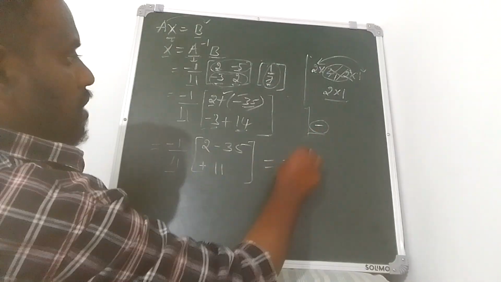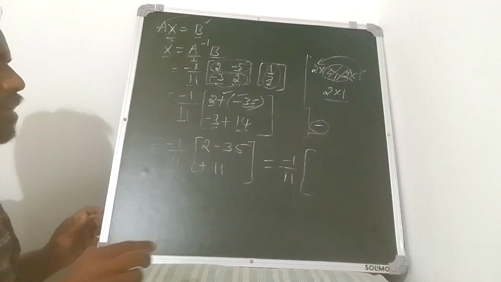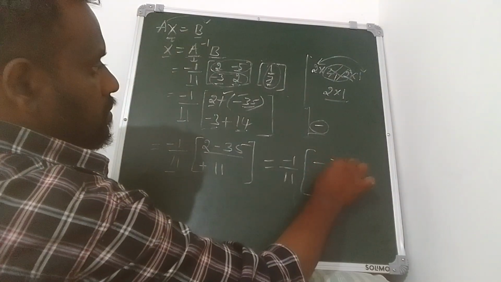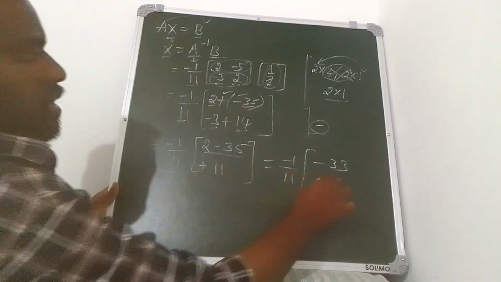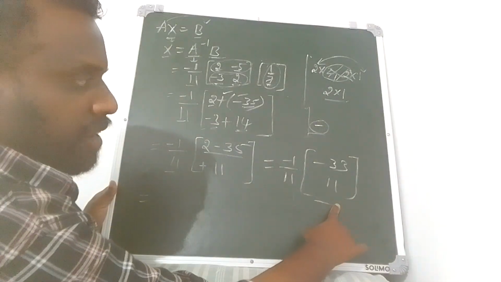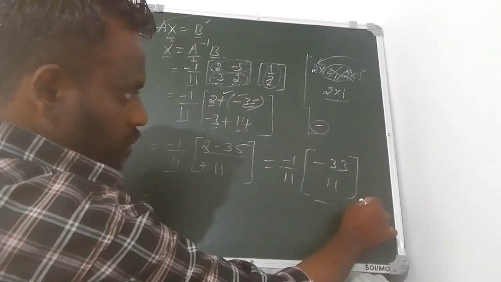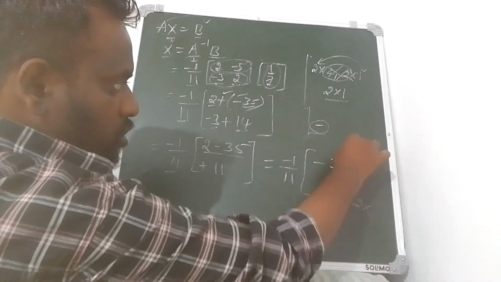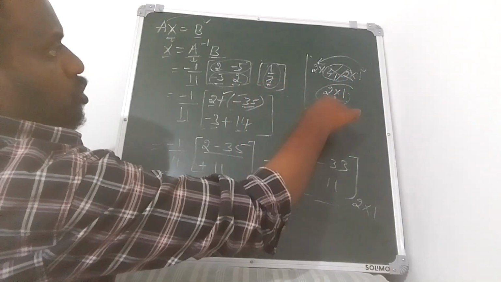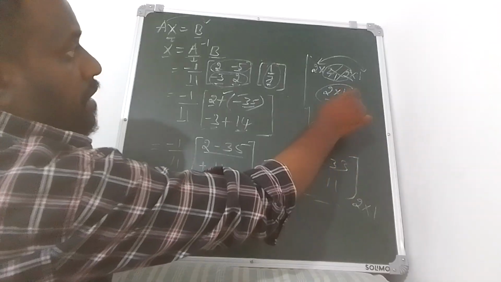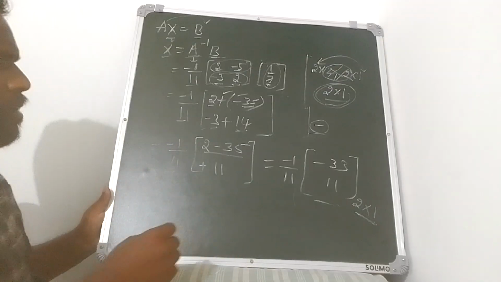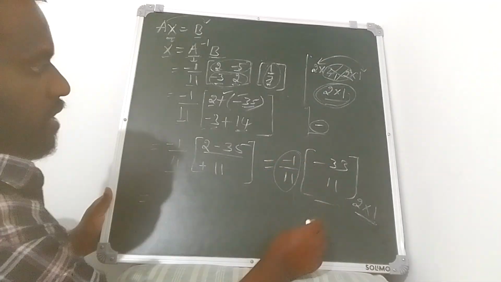Next I'll write here minus 1 by 11 as it is. 2 minus 35, how much you will get? Minus 33. Next this 11. So this is the resultant matrix. You can see 2 rows, 1 column. I already said if you multiply this and this, the result matrix order should be 2 cross 1. So we got the same thing, 2 cross 1. So this is correct.